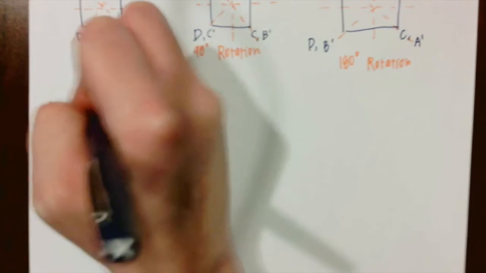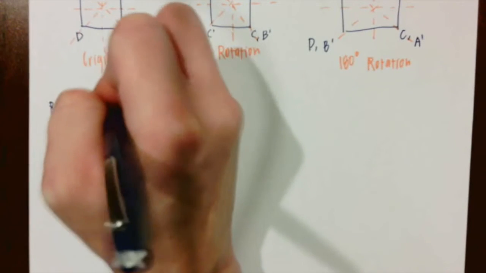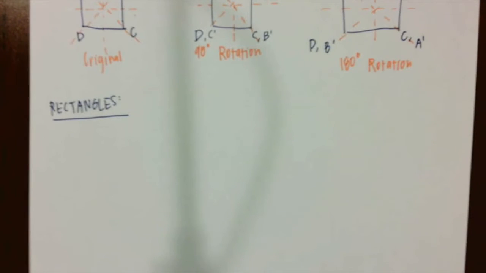So rectangles aren't regular polygons because all of the sides aren't the same length. And all the angles are congruent, but not all the sides. So it's not a regular polygon, but it still can be rotated.